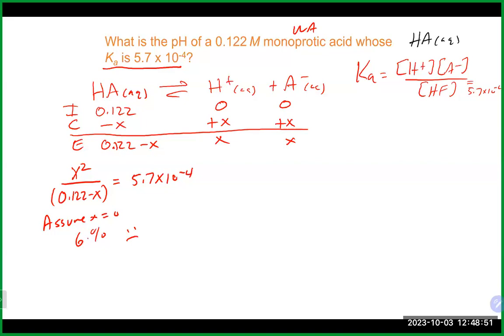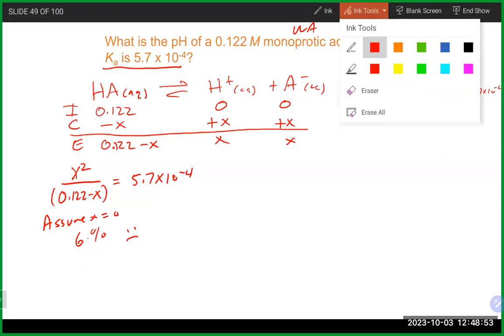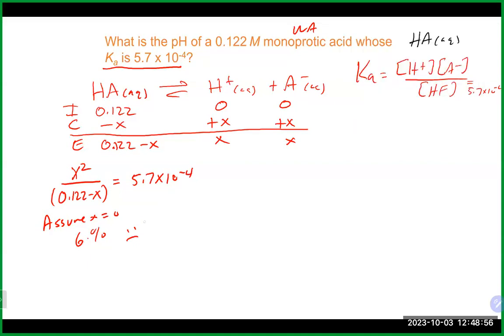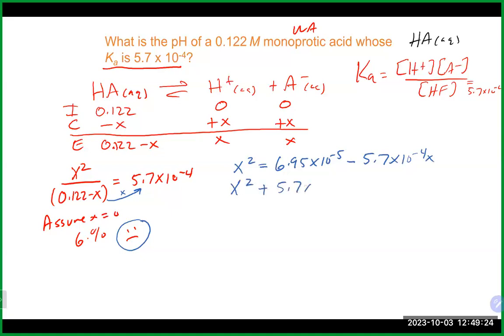So that means we do need to go back and solve it some other way, so we don't have an unhappy face when we do it. So we're going to multiply everything to the other side, and that will give us X squared is equal to 6.95 times 10 to the minus 5 minus our 5.7 times 10 to the minus 4 x. We're going to bring everybody to the same side to get it into our quadratic. So that's going to be X squared plus 5.7 times 10 to the minus 4 x minus 6.95 times 10 to the minus 5 equals 0.